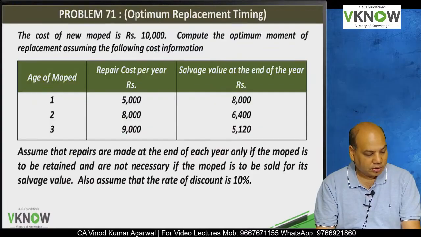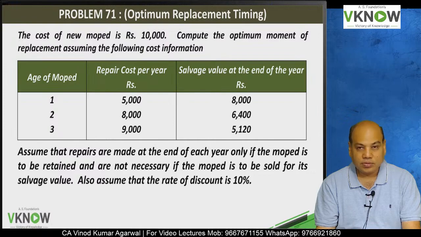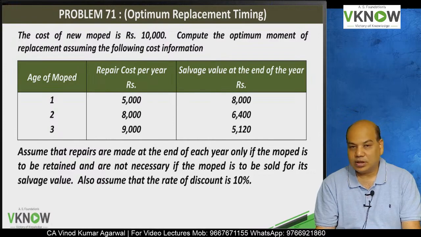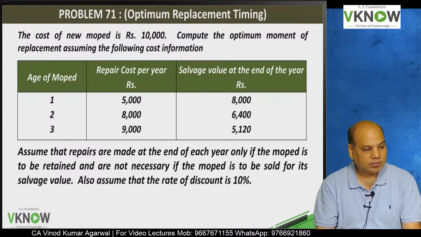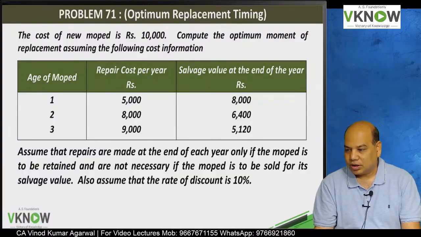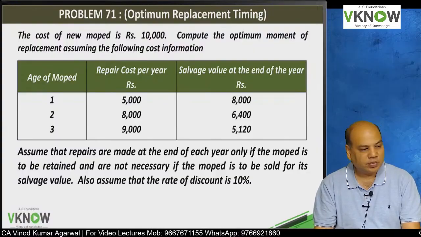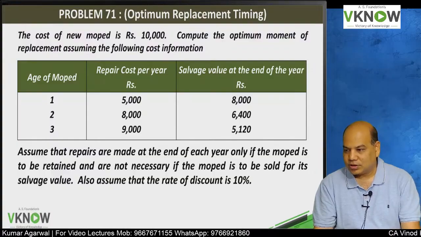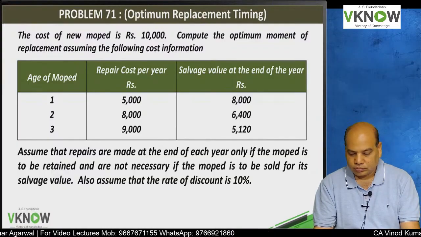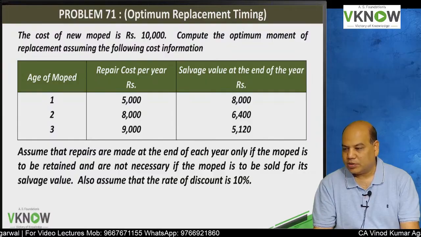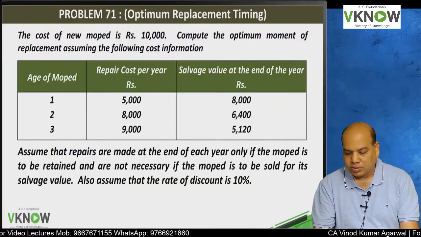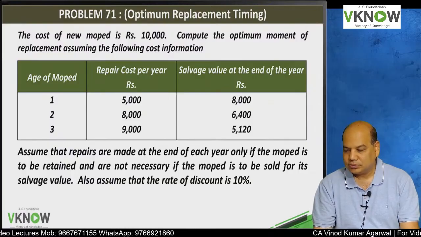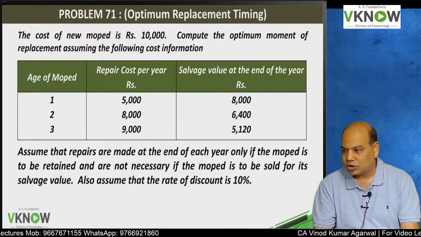So these are my discussion. You can understand better when we solve few examples. So today's lecture would be dedicated to optimum replacement timing. Come to question number 71. The cost of the new moped is rupees 10,000. Compute the optimum moment of replacement assuming the following cost information.